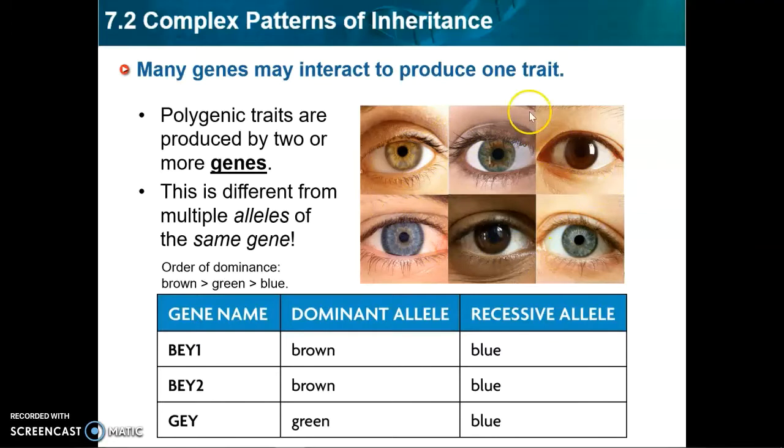Like eye color is actually way more complex than just do you have blue eyes or do you have brown eyes. There are at least 3 different genes, and each gene controls a portion of what your eye color is. So you could have a brown or blue allele for this BEY1 or a brown or blue allele for BEY2. So depending on which combination of alleles you get, you can have any one of those eye color combinations, or even some that aren't pictured here.